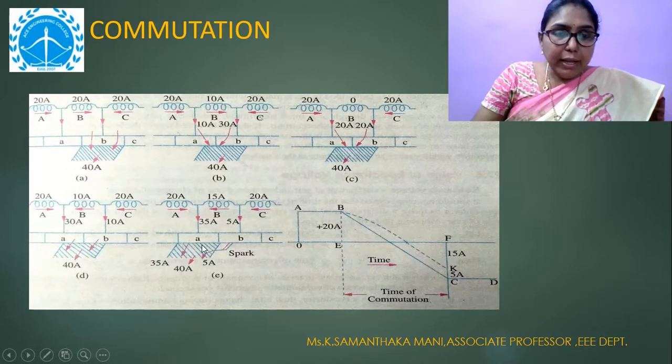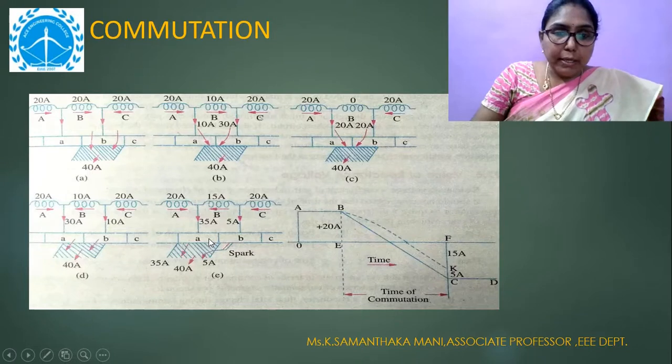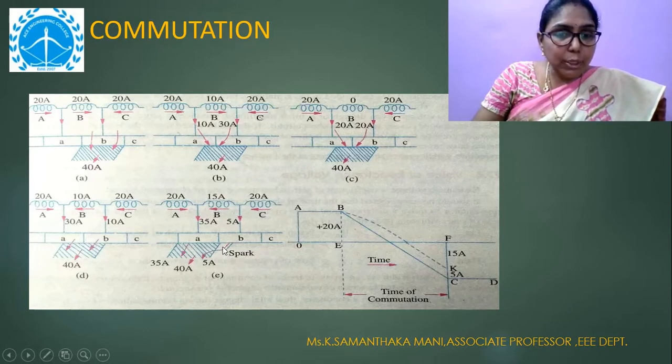So when there is no proper commutation in the DC generator, it leads to sparking at the brushes and the commutator segments. I discussed this point when I was discussing the commutator during the construction period. So is this sparking advisable at the commutator segment? No, not at all.